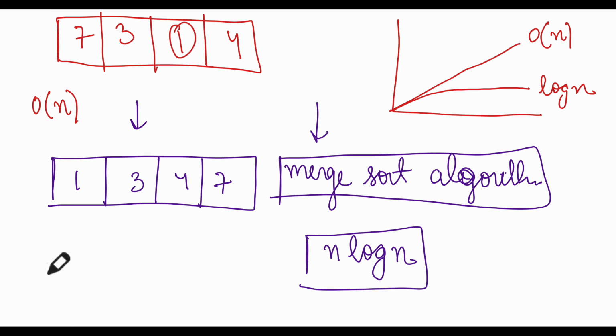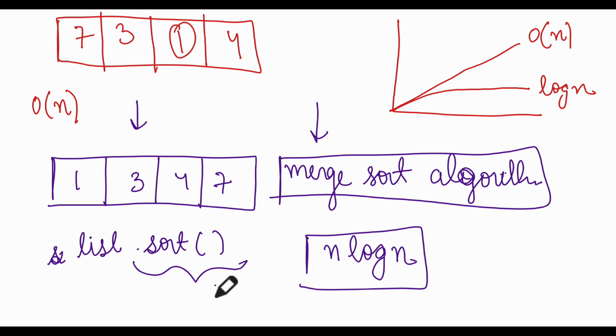For example, for a list, you see this method sort. You have a list, and we generally do list.sort. So what is the backend of this sort function? This sort function works on the merge sort algorithm, and this is n log n time complexity. And where does n log n time complexity stand here? It stands somewhere around here. So it is not a very efficient algorithm, but sorting can only be achieved using n log n time complexity. There is no better approach to sort than n log n time complexity.